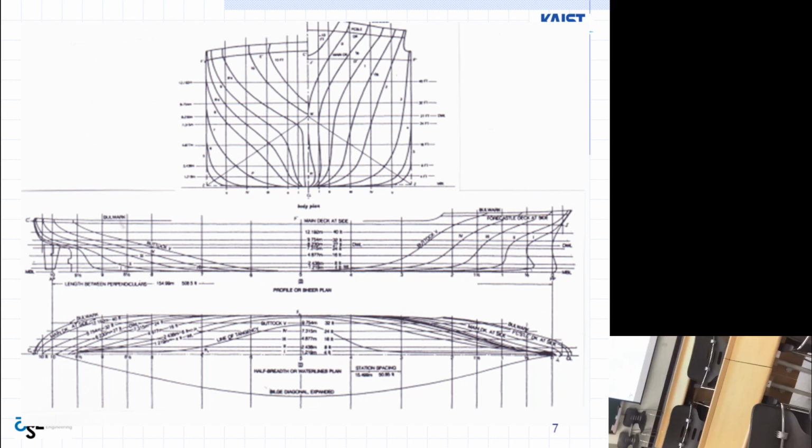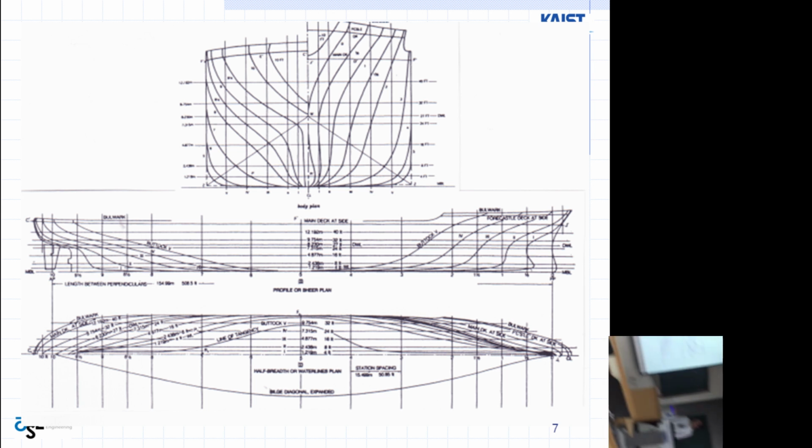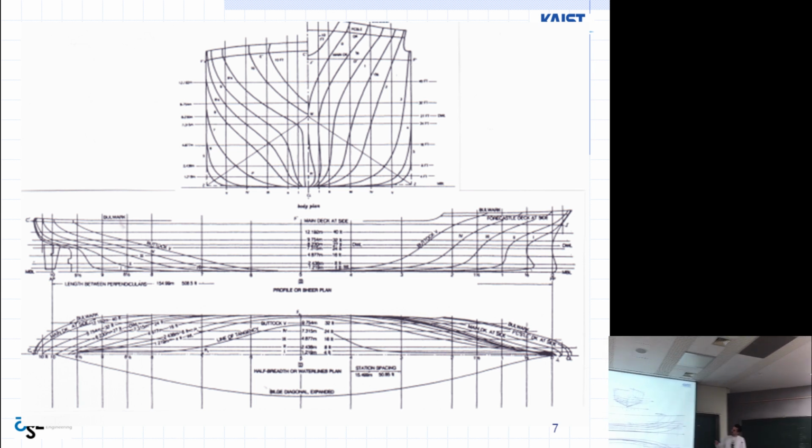So here is a typical plan for the lines. Again, body plan. This is the sheer plan and half-breadth plan. Here is one example. Here is another example with all the shape.